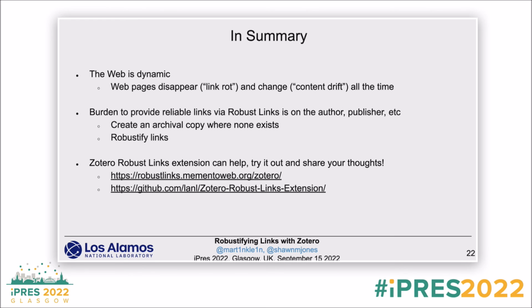Right? And the Robust Links concept proposes these two steps: to proactively create an archival copy of the resource that you intend to cite, and then robustify your links in your documents to address this problem of reference rot. So we created this Zotero Robust Links extension to help you do that, to help you maintain your Zotero library and create robust links within your library for the records that are in your library. And with that, hopefully contributing at least a little bit towards further addressing the detrimental effects of reference rot in our scholarship. So please give it a try.